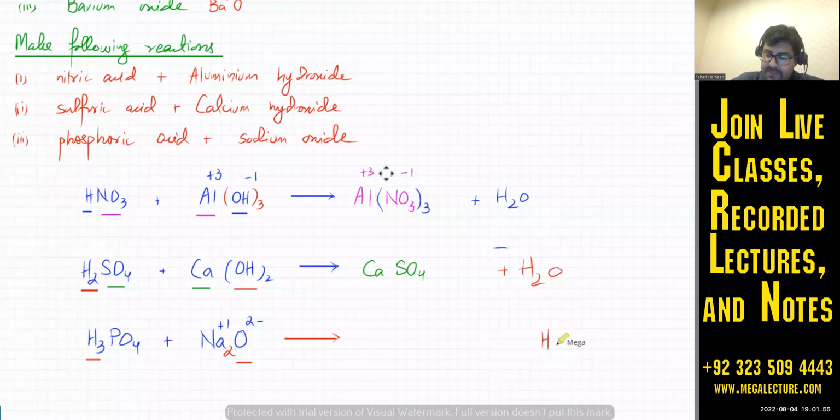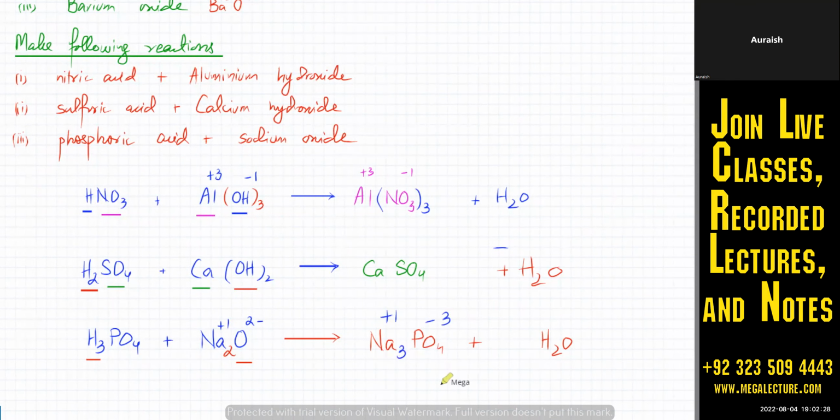And remember, none of these equations are balanced. We don't care about balanced equations at the moment. Okay? None of them are balanced. We'll try and balance them. So I got H2O. And what is left? Sodium and PO4, right? So the salt is going to be sodium and PO4. Now sodium is +1 and PO4 is -3. So it's going to be Na3PO4. That's going to be the salt.